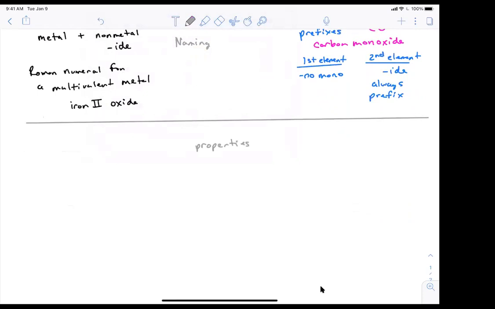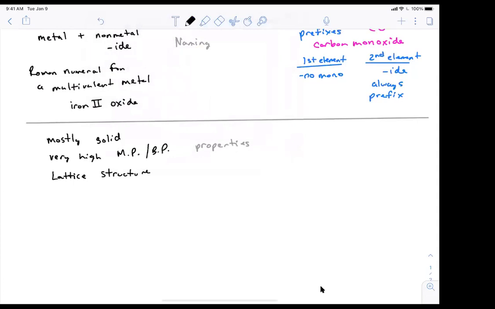Properties, okay? General properties that we kind of address in comparing these. So these are mostly solid, okay? They have very high melting points and boiling points. They form a lattice structure of ions.